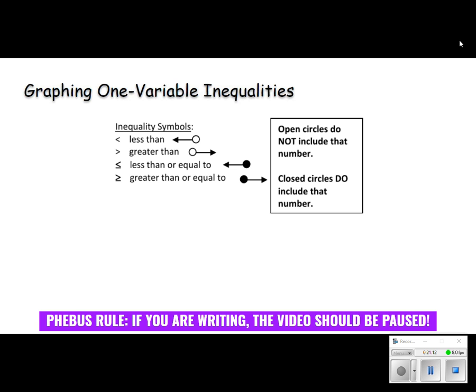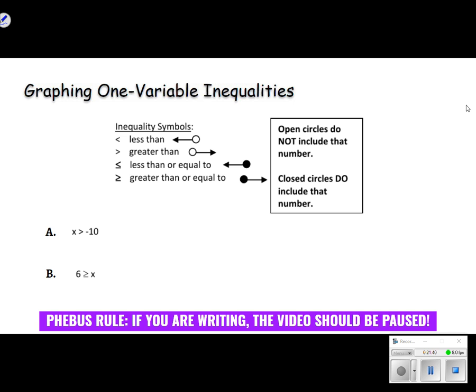You need to be able to graph one variable inequalities. We will work on solving them, but I need you to be able to graph them. If it has a less than or a greater than, no equal to bar, you're going to have an open circle. If it has an equal to bar, a less than or equal to, greater than or equal to, you will have a closed circle. You will shade in the direction that the answers are going to lie in. So let's look at graphing some of these on a number line.